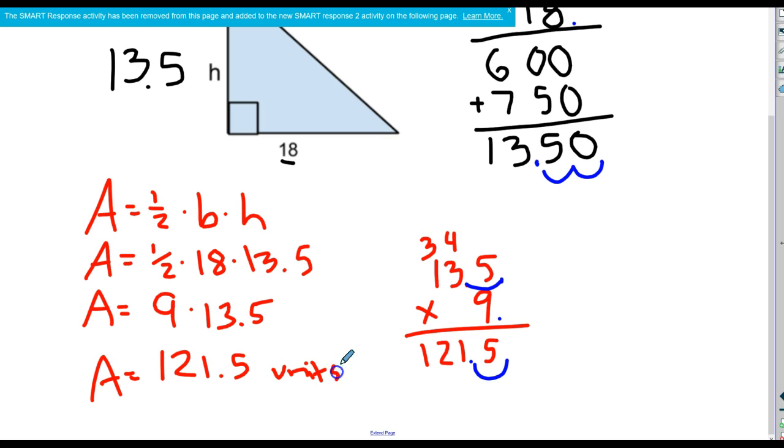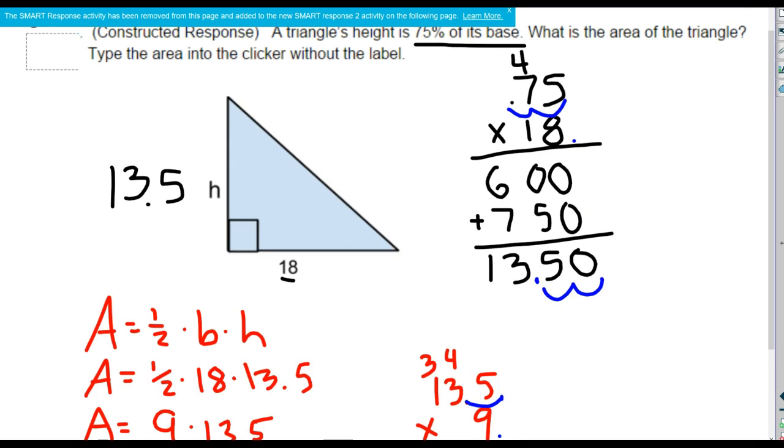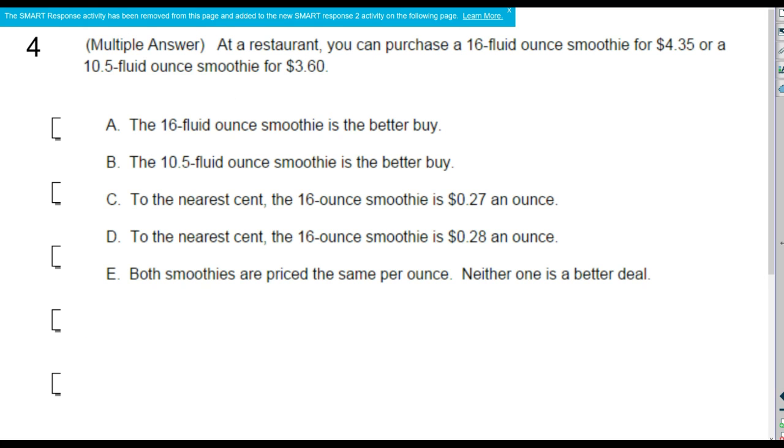That says units, by the way. Units squared. Make sure we have a label on here, units squared, because that's really important to have the correct label on our area. So again, 2 parts for this one. We have to find the height first, then find the area. All right, moving right along, let's take a look at our next one, number 4.